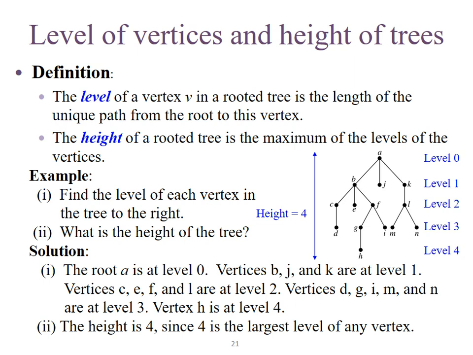So this is the definition of the level of a given vertex. And then when you calculate the levels of all vertices, you can discover the maximum of the levels of the vertices. And that will be the height of the rooted tree. So in this case, we have one vertex H, which is at level 4. That will be the maximum of the levels. So the height of the tree will be 4.